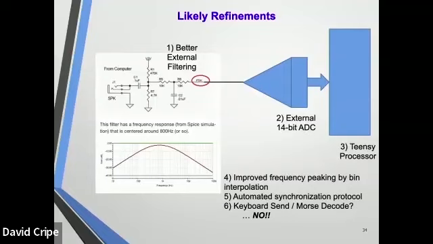Improved frequency peaking through interpolation. So I take some adjacent bins and essentially do some interpolation between, so I can get in between bin indications of where the frequency is. So better tuning, in other words. Automated synchronizing, so I don't have to send all those DITs. And lastly, keyboard send or Morse decode. No, absolutely not.